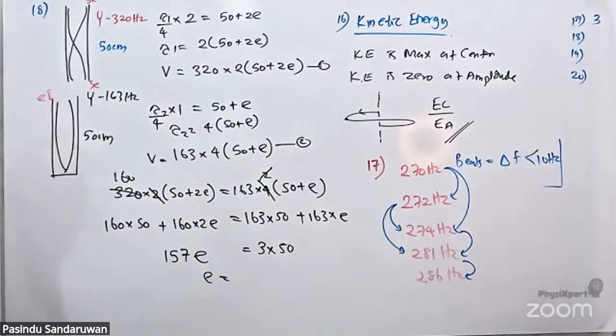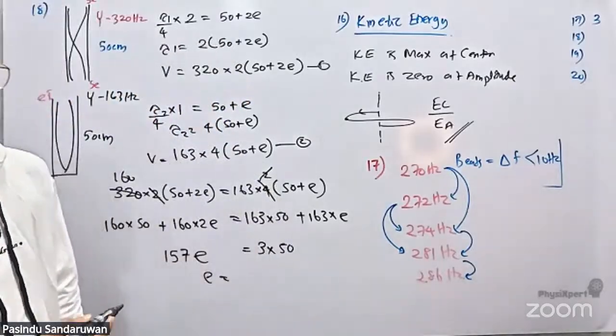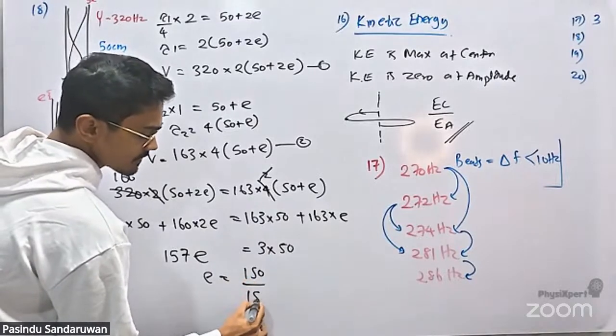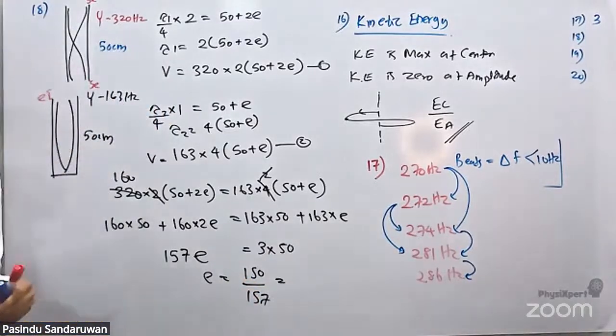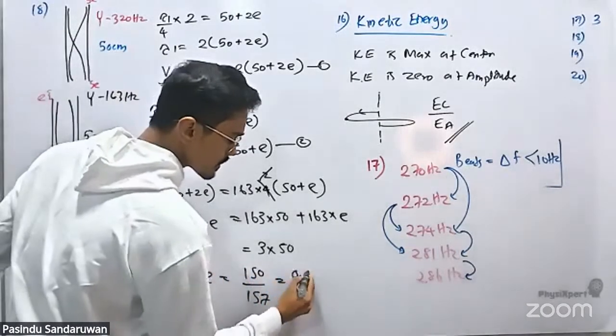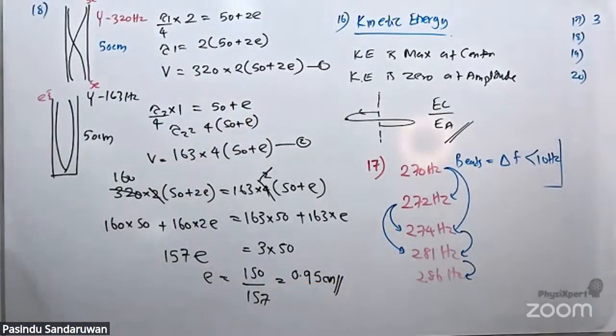So E equals, are they asking approximate values? Yeah, only the approximate values are asked. Then this is 150 over 157. Get the approximate value. 0.95 comes. Then there is 0.95 centimeters.